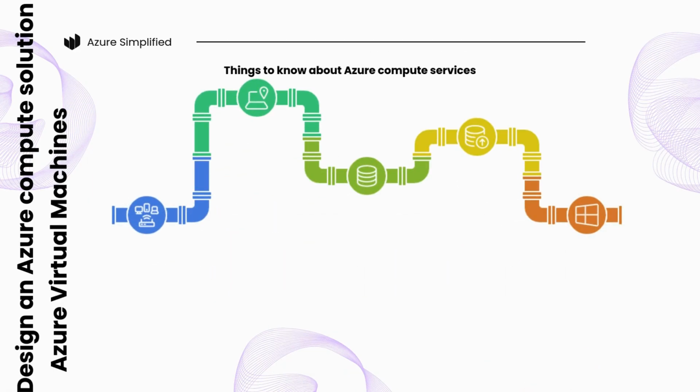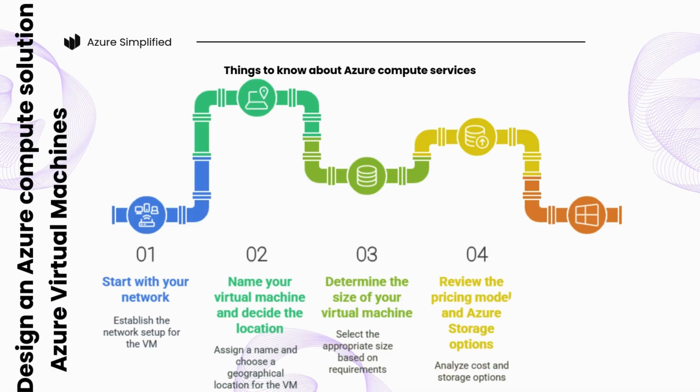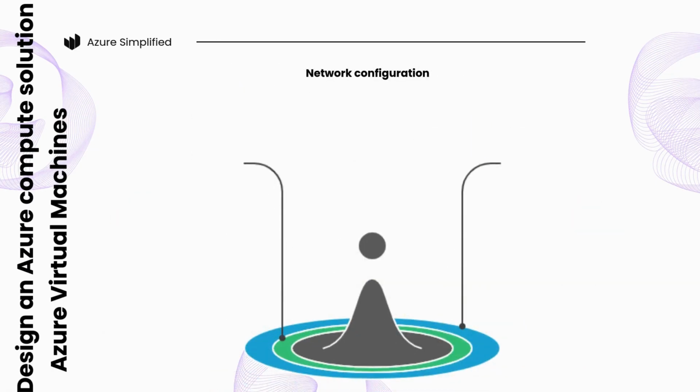Things to consider when using Azure Virtual Machines. Let's walk through a checklist of things to consider when using Azure Virtual Machines as a compute solution. Start with your network. Name your virtual machine and decide the location. Determine the size of your virtual machine. Review the pricing model and Azure storage options. Select an operating system.